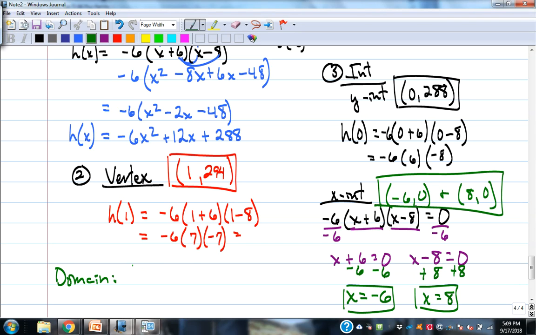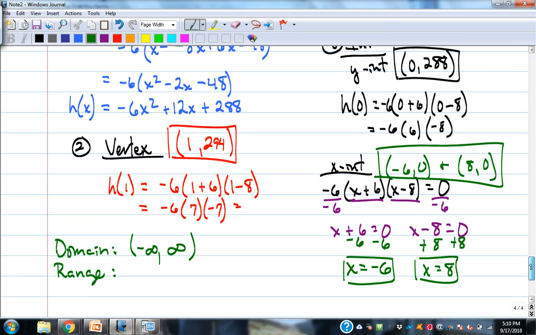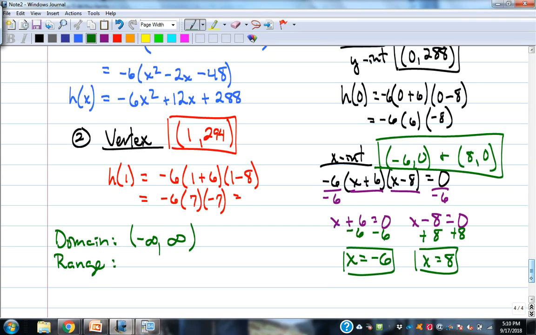Now, domain. The domain for every quadratic we deal with is negative infinity to positive infinity. Don't miss that on the quiz, please. Too easy. Don't miss it on the test or the final. I always ask. That's a question that's on the final every year. It's free, 2 points on the final. Don't miss it. Range. For this one, what's the range?